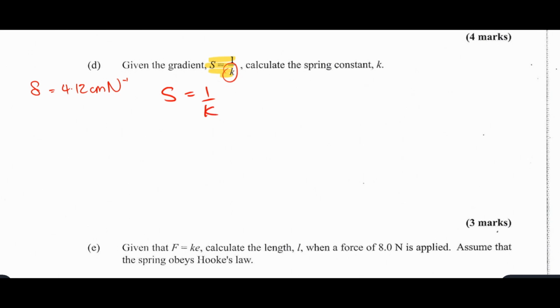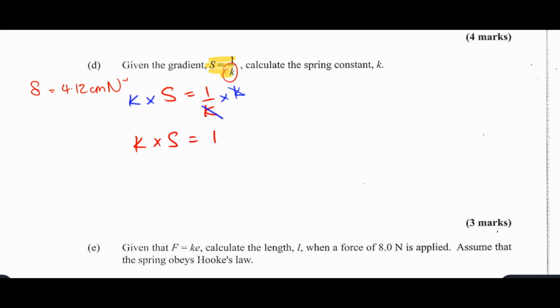So S is equal to 1 over K. We want to get K by itself, so we can multiply by K on both sides. Whatever you do on one side, you have to do on the other side. So this K will cancel this K to make the overall thing 1. We are now left with K multiplied by S being equal to 1.